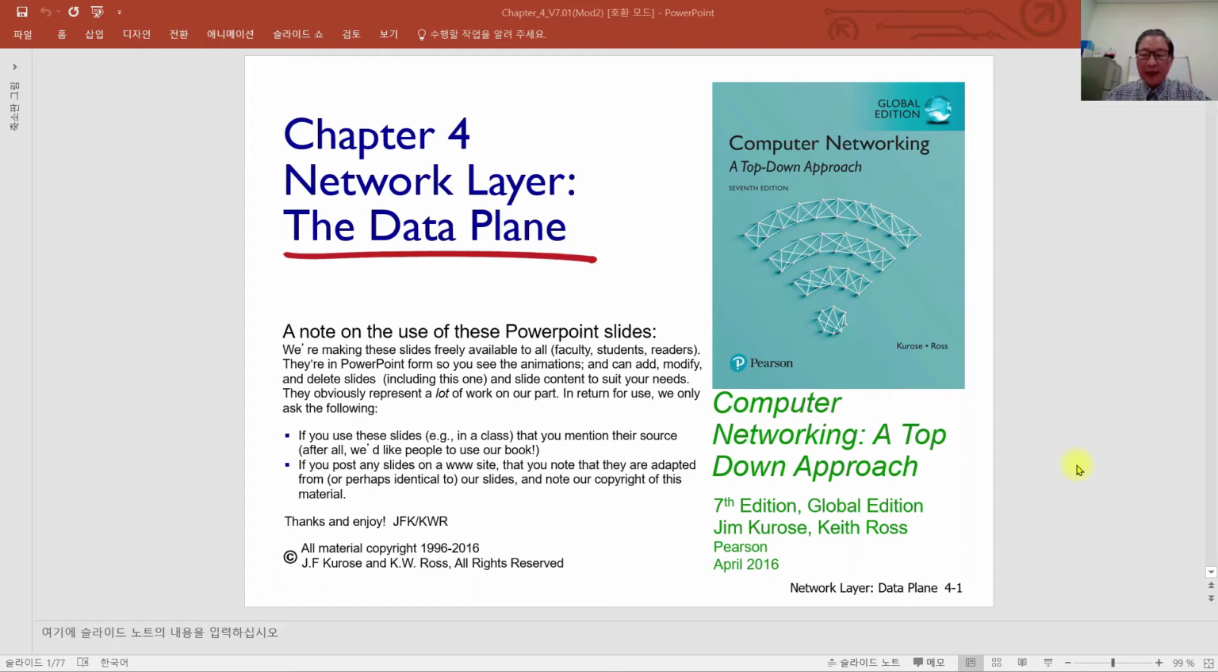This network layer is layer 3. The first layer is the physical layer. The second layer is the data link layer. The third one, among 5 layers, is the middle one. And the fourth layer is, as we learned already, the transport layer. And the fifth layer is the application layer.